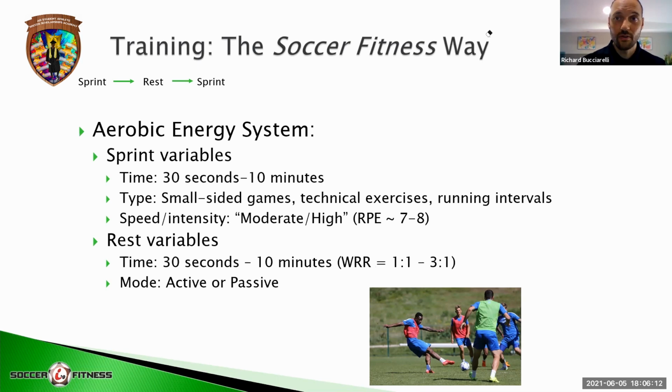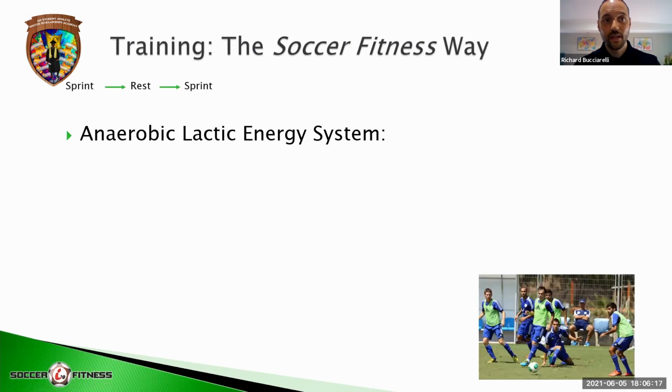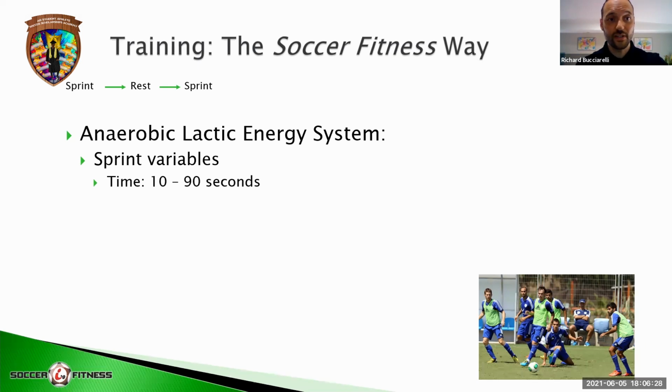So now that we've looked at the aerobic system, let's look at the anaerobic systems, and we'll start with the lactic system. And remember, the lactic system is energy for sustained high intensity activity, sustained over a longer period of time. Here's how the sprint has to look. We want 10 seconds up to 90 seconds. So it's got to be longer than 10 seconds, because if it's not longer than 10 seconds, then you're not actually developing any lactic acid. And really 90 seconds is the upper limit.